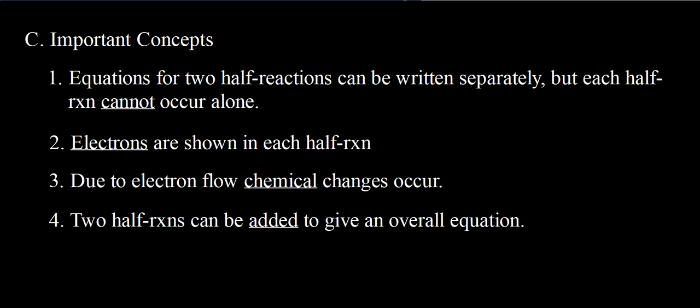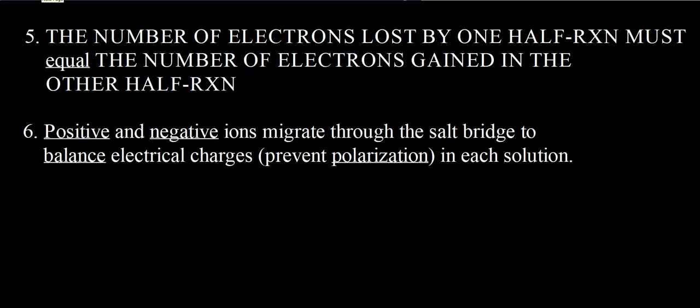Due to electron flow, chemical changes occur. We have things changing: substances that are turning into ions, substances that are turning into solids in this case. And then also, like we saw, two half reactions can be added or combined to give the overall equation. Now, I've been trying to stress this, and here it is again. It's all in caps, so it must be important. The number of electrons lost by one half reaction must equal the number of electrons gained in the other half reaction. It does not make sense for there to be more electrons gained than lost. So they have to be the same.